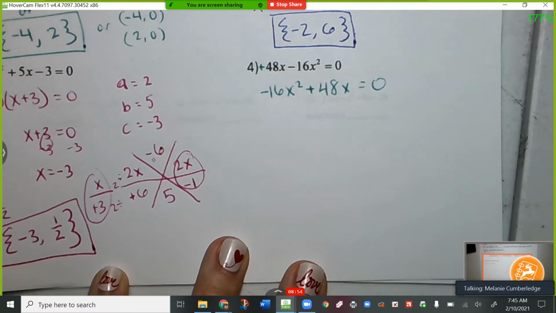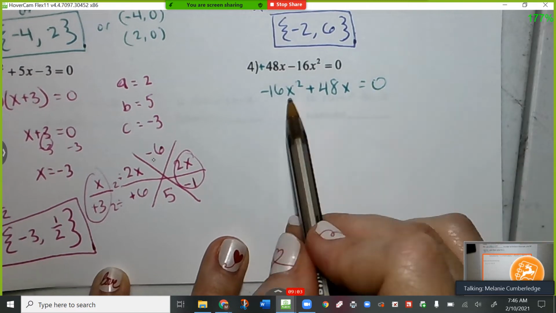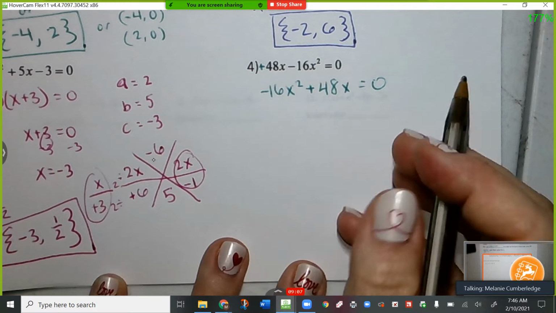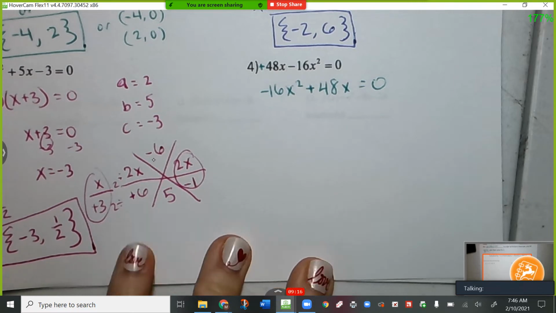What else do you notice about it? It has a GCF, and there's no C term. But they both have an x, and we can take that out then. Okay, so what is my GCF? What goes into 16 and 48? 16. Okay. Does 16 go into 48?